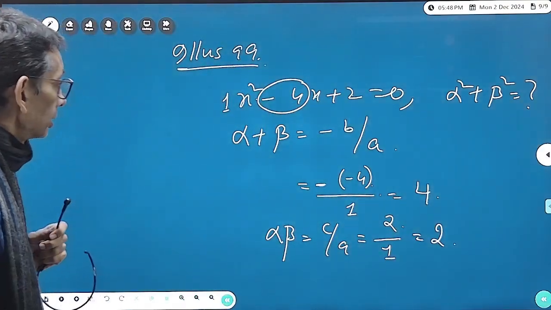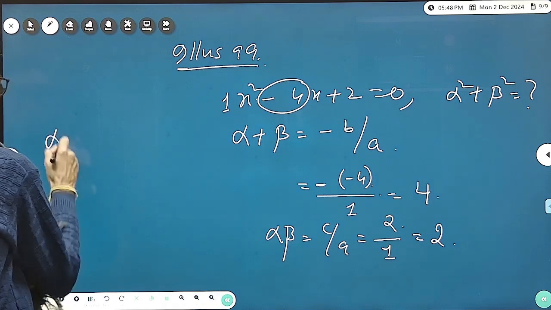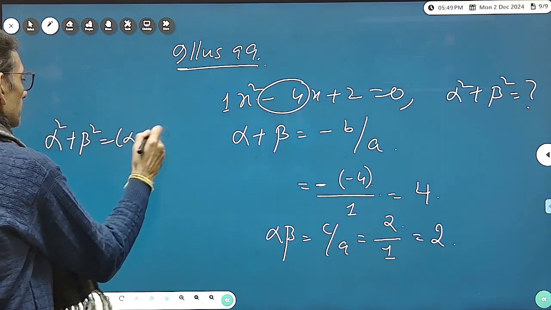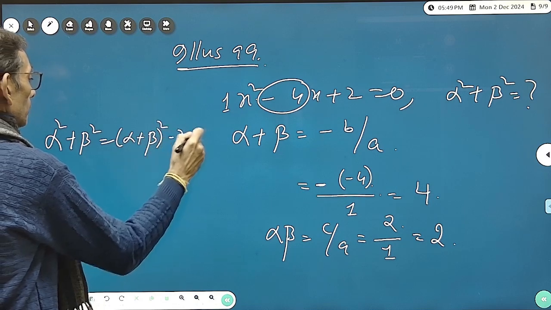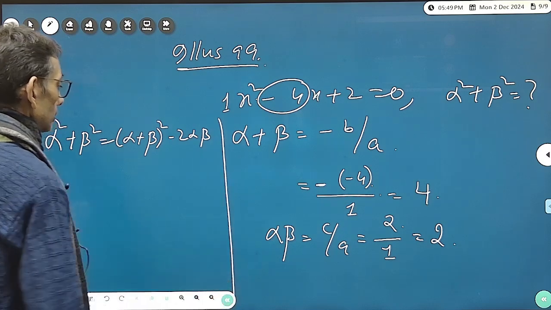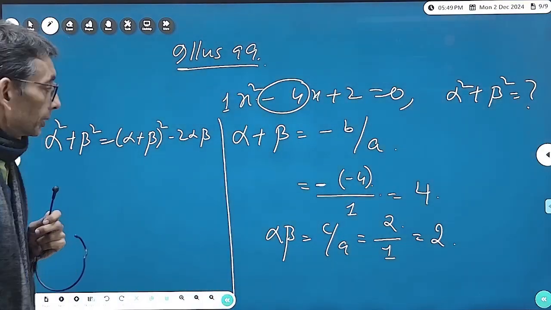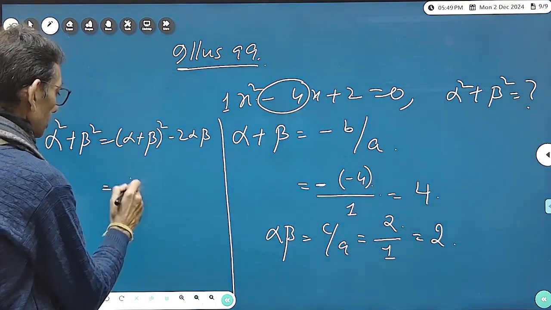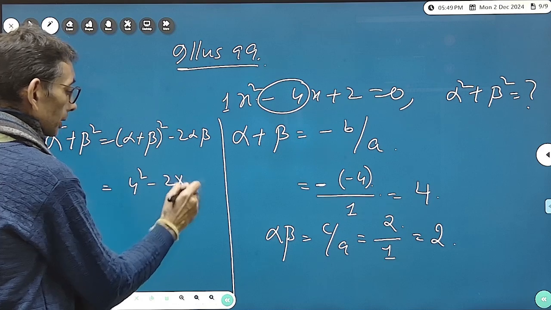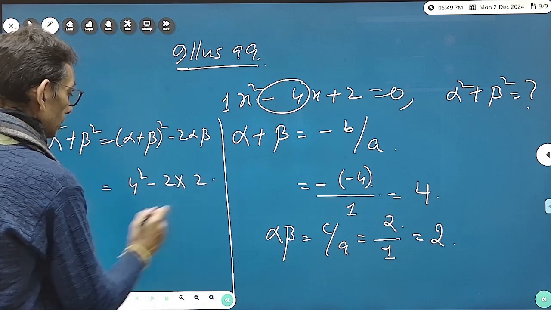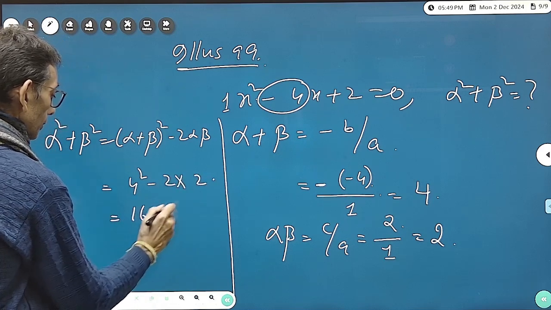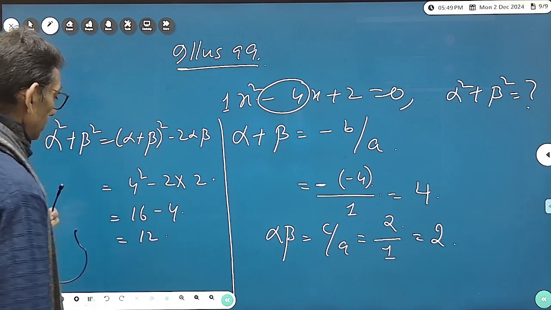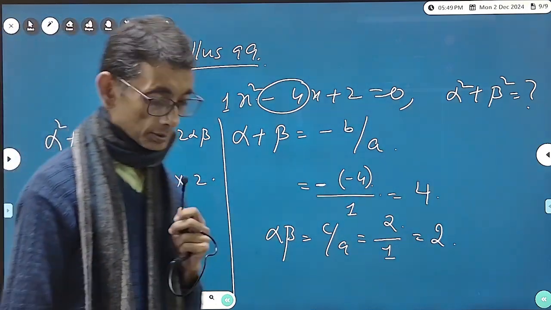Done. So alpha square plus beta square equals alpha plus beta whole square minus 2 alpha beta. What is alpha plus beta? It is 4. So 4 square minus 2 into alpha beta. Alpha beta is 2. So 16 minus 4 is equal to 12. So alpha square plus beta square is equal to 12.